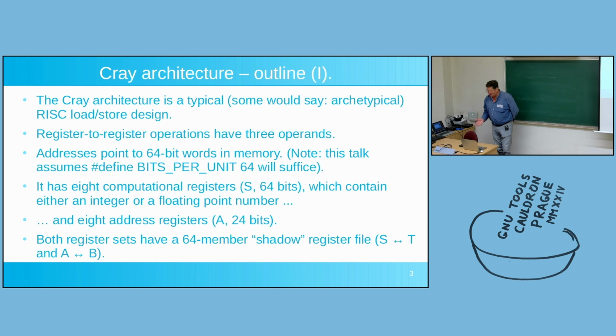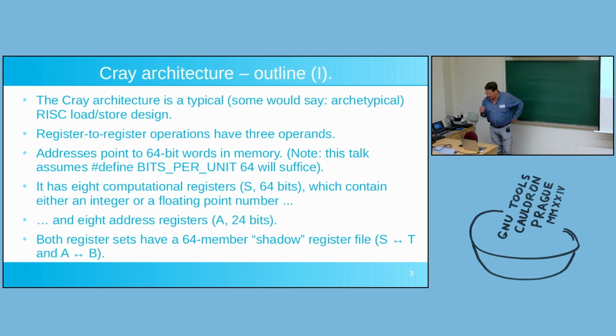The CRAY architecture is a typical, some would say archetypical, RISC load-store design. So that means that you have registers and you load values from memory into a register. You compute things only in the registers, and after that you store the value of a register in memory. And register-to-register operations have three operands.